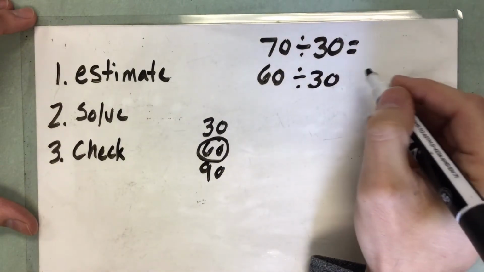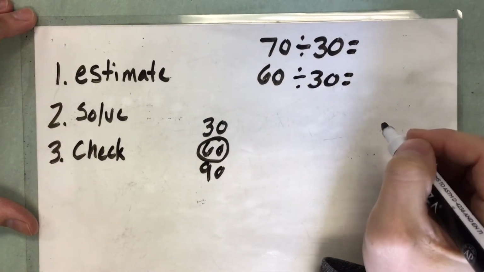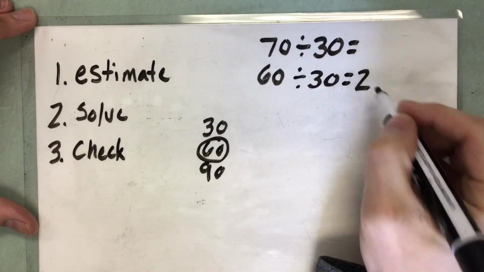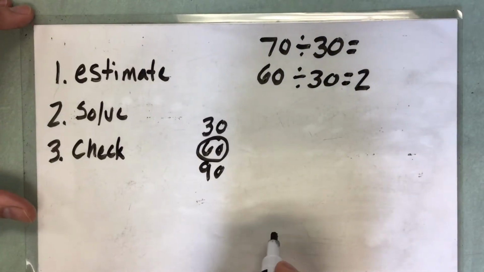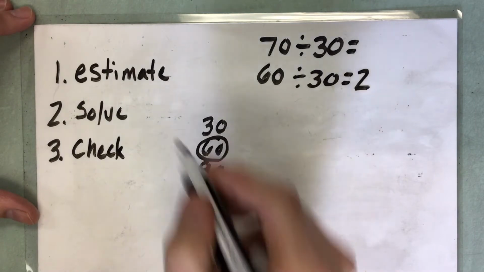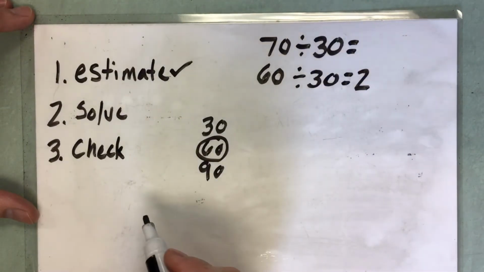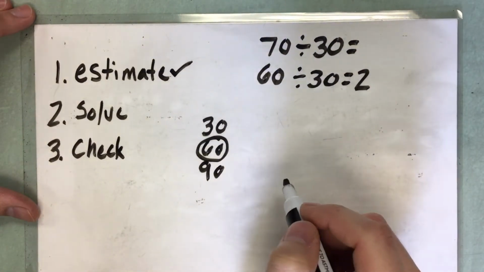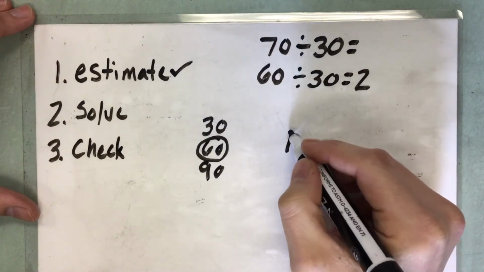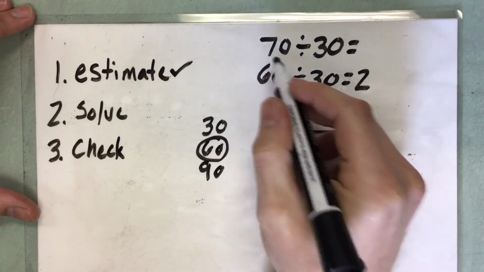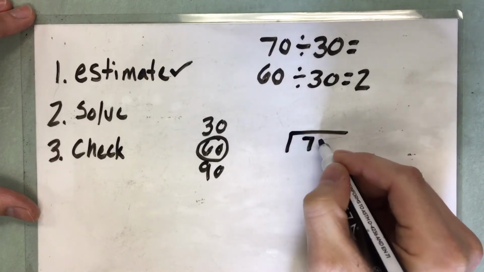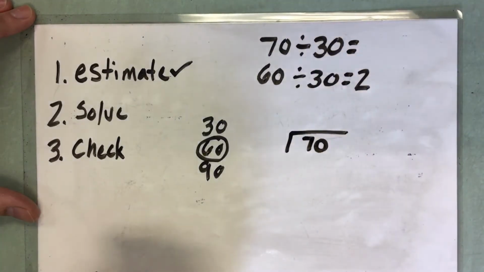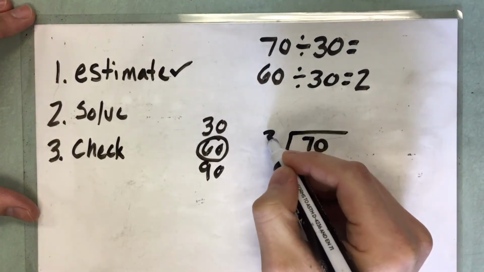Now let's go ahead and solve that. 60 divided by 30, that would be about 2. So our answer should be somewhere around 2 when we actually solve the problem. So let's go ahead and solve that problem. 70 divided by 30. Well, when I'm setting it up in my standard algorithm, the whole, or the dividend, will go inside, and the divisor goes on the outside.